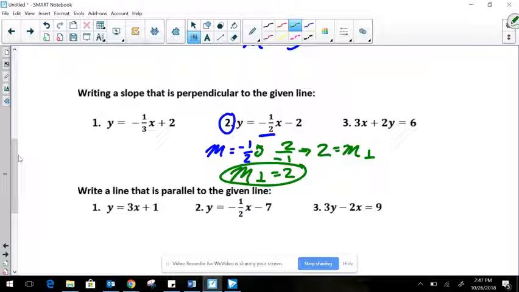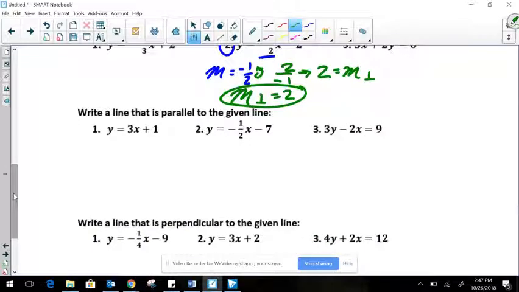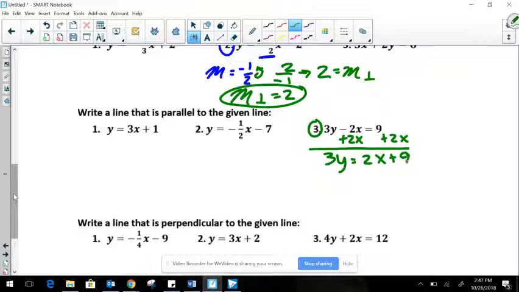Okay. Now let's look down below, write a line that is parallel. Okay, I'm going to try number 3 this time. I'll show you one of the harder ones. So I'm going to first solve for y. We always have to do that. So I have 3y is equal to 2x plus 9. Divide by 3. So I have y is equal to 2/3 x plus 3.